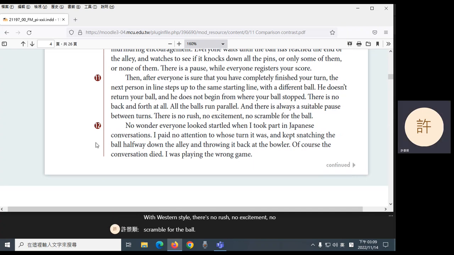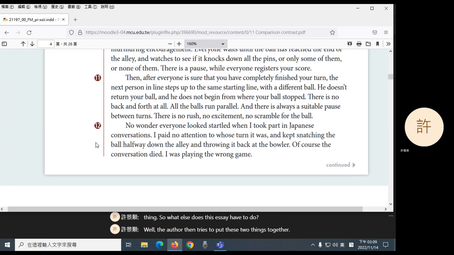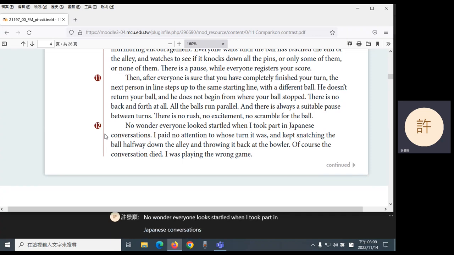Okay, so we already have our first big thing and our second big thing. So what else does this essay have to do? Well, the author then tries to put these two things together. No wonder everyone looked startled when I took part in Japanese conversations. I paid no attention to whose turn it was, and kept snatching the ball halfway down the alley and throwing it back at the bowler. Of course the conversation died. I was playing the wrong game.